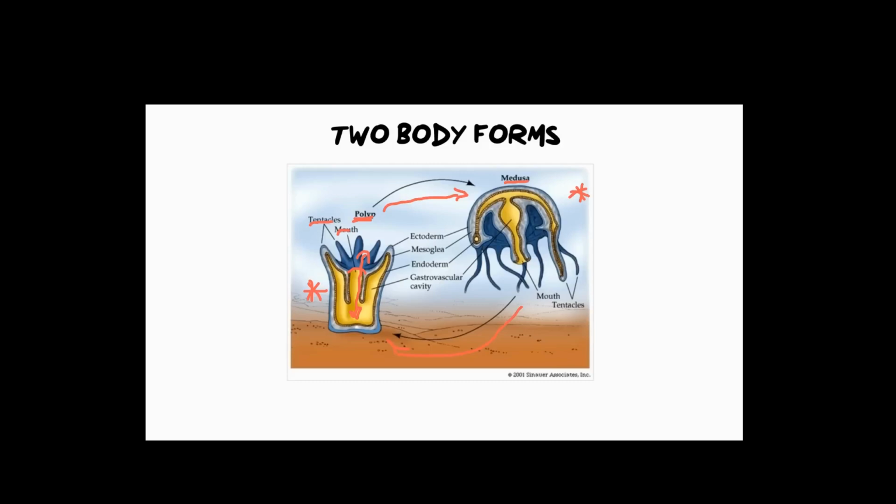Now, because it is a diploblast, it's got two tissue layers. It's got an ectoderm and an endoderm. It doesn't actually have a mesoderm. What it does have, however, is something called a mesoglea. And if you remember way back at the first slide, I spoke about this non-living layer that some organisms have that are diploblastic.